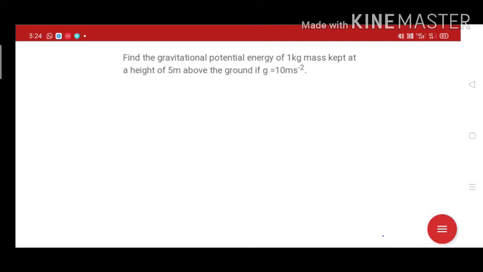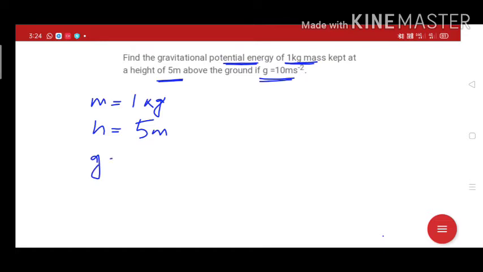The second question is also a very basic question. It is asking for the potential energy of a body which is of mass 1 kg. Okay, fine. So mass is 1 kg, that means it is given in SI unit. Height is 5 meter, so height is also given in SI unit, no problem with that. And g is given over here, that is 10 meter per second square. So all three parameters are in SI unit.